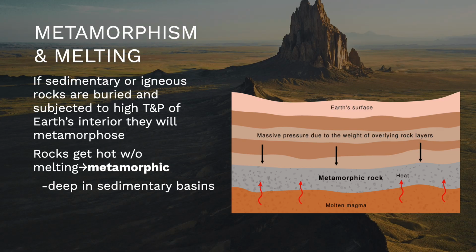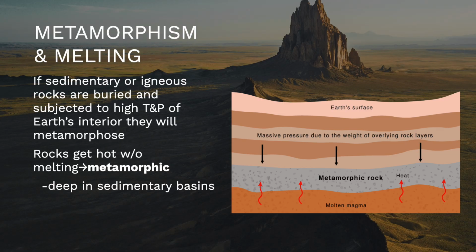So if the rocks get hot without melting, they are called a metamorphic rock. And this occurs deep within sedimentary basins. On the right, I have a figure here with our surface, and then we have some layers of sediments that have built. As we increase our depth, we are increasing our pressures and our temperatures exerted by the rock.